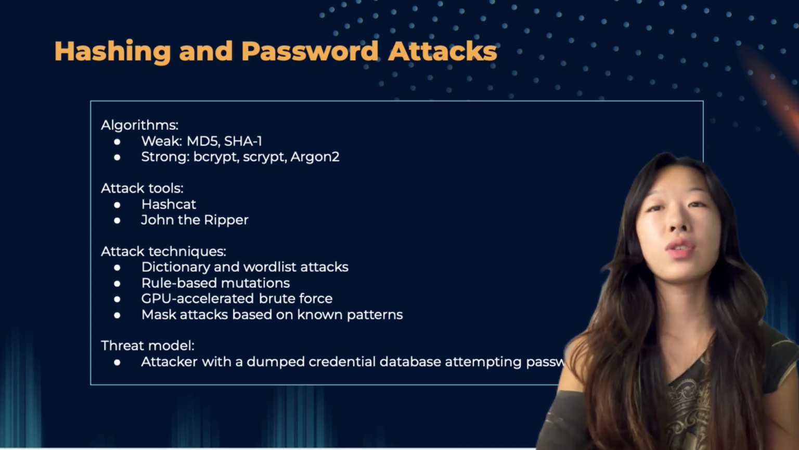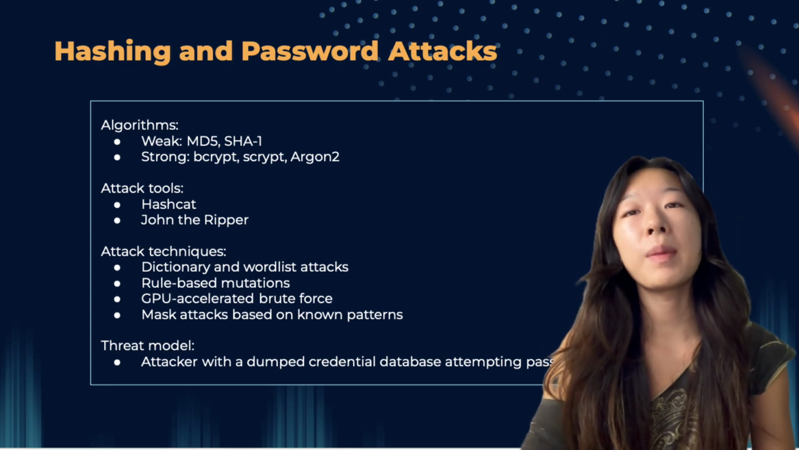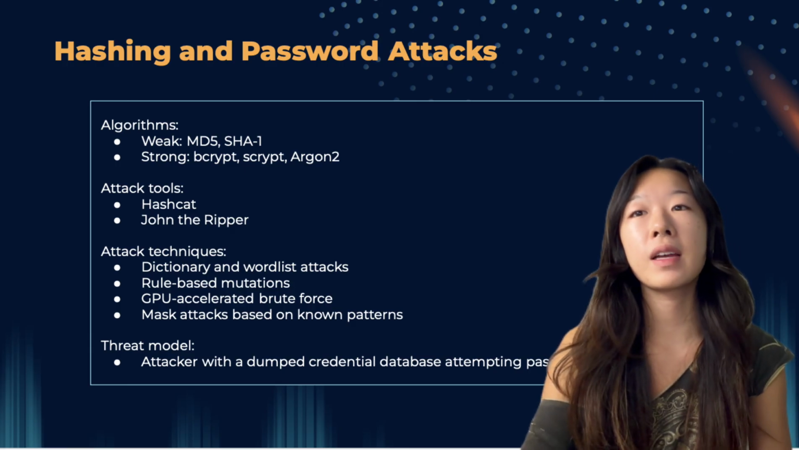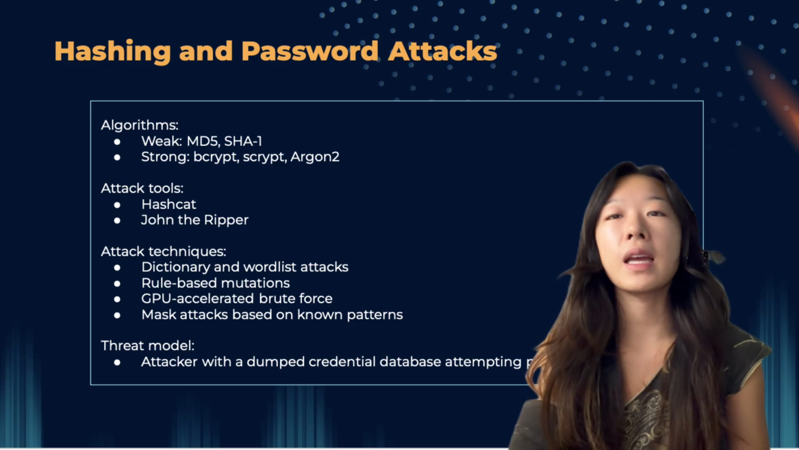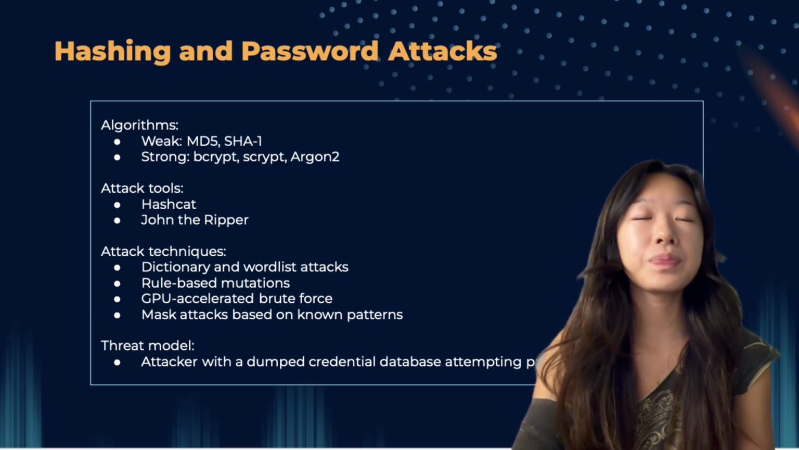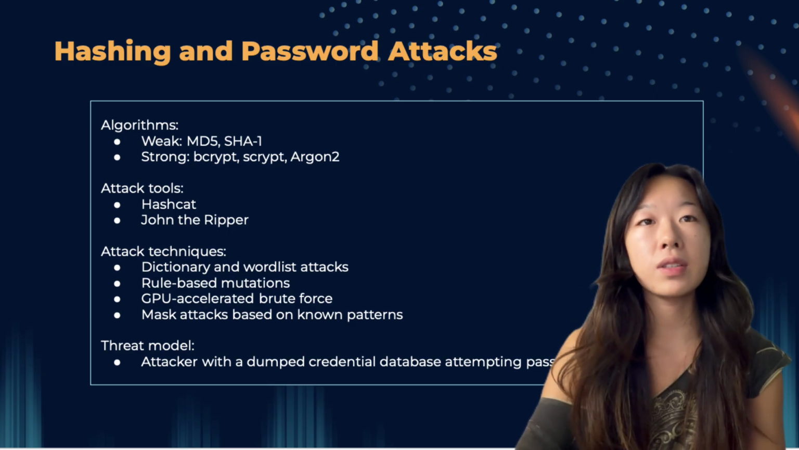Next, I'll move on to hashing and password attacks. Hashing and password recovery are major parts of cryptographic penetration testing. Testers look for weak algorithms like MD5 and SHA1 and prefer strong functions like bcrypt, scrypt, and Argon2.